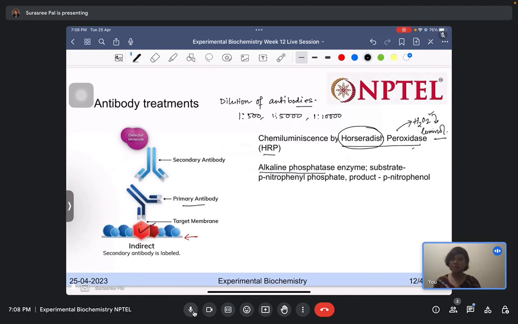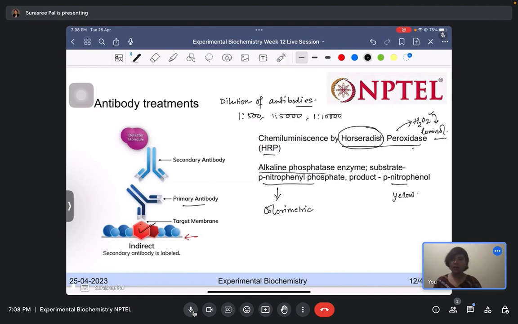This is an enzyme which converts paranitrophenyl phosphate to paranitrophenol, and paranitrophenol gives yellow color. So this is a colorimetric detection, whereas horseradish peroxidase is used for chemiluminescent detection. So that is the role of this secondary antibody, which is conjugated with enzyme.